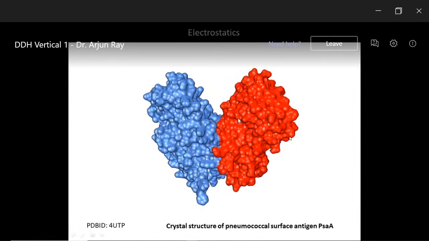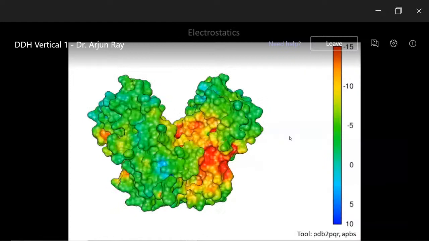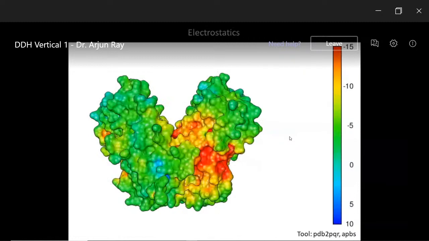Now, if one performs electrostatic calculations, and I have mentioned the two names here, we suddenly see this protein surface in a whole different light. The scale goes from plus 10 to minus 15, and you suddenly can appreciate the surface with different crevices and pockets showing different electronegativity.